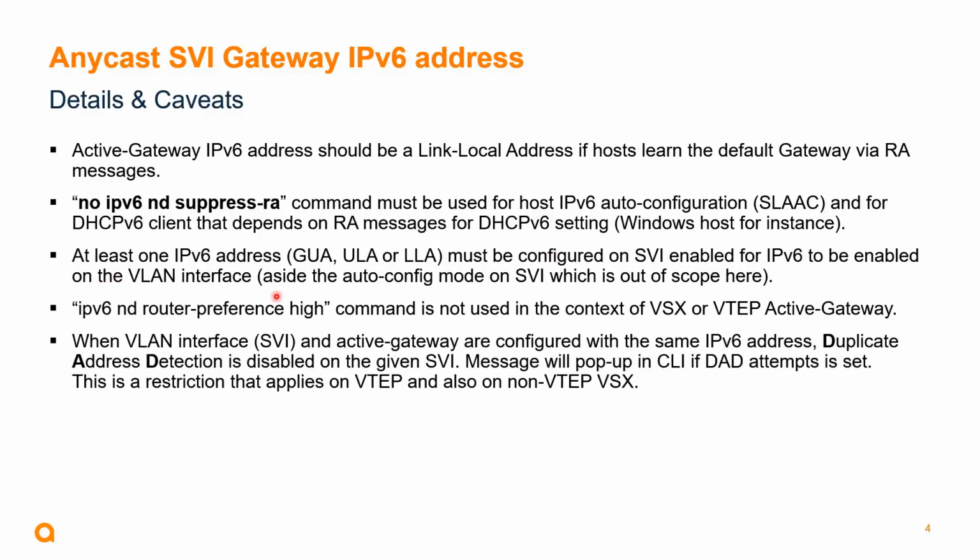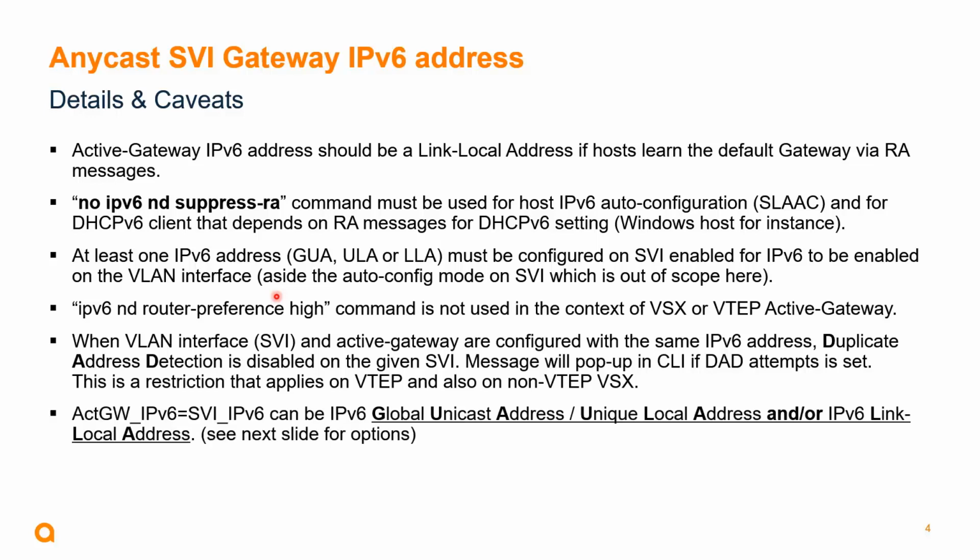When the SVI and the active gateway are configured with the same IPv6 address, duplicate address detection is disabled automatically on the given SVI. If you try to change the number of attempts for DAD on the SVI, you will see a message pop up saying that DAD is disabled. So this is a restriction that applies on VTEP and also on non-VTEP VS6 if you make the SVI IP identical to the active gateway IP for IPv6.